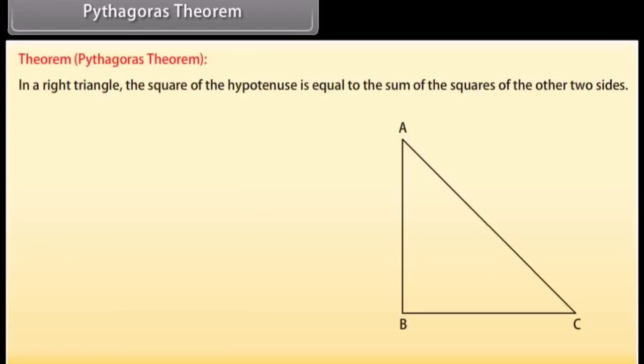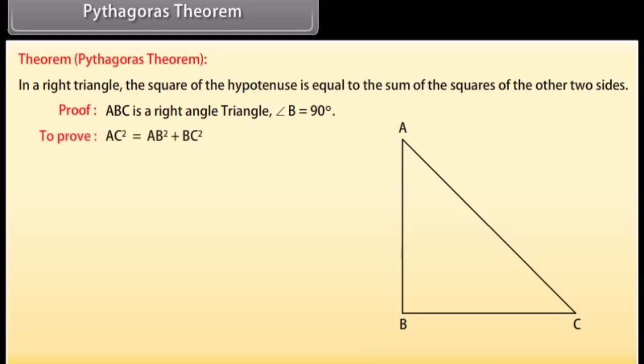In a right triangle, the square of the hypotenuse is equal to the sum of the squares of the other two sides. Let us prove this theorem. Proof. ABC is a right angle triangle. Angle B is equal to 90 degrees. To prove, AC square equals AB square plus BC square.